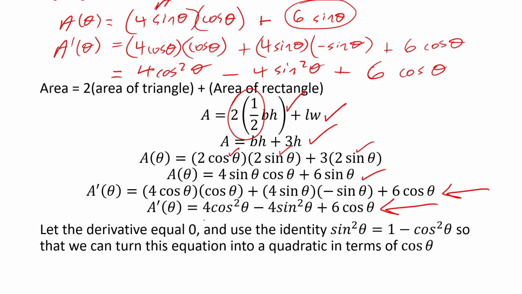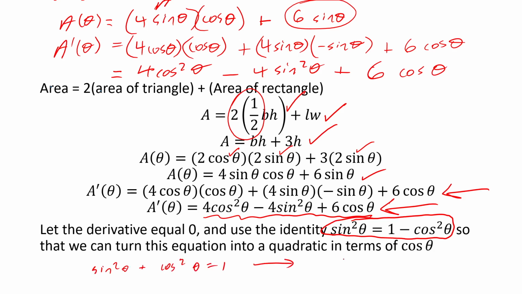Now we're going to do something really clever here. If you look at this bottom expression, we've got cos squared theta, sine squared theta, and cos theta. Let's let sine squared theta equal 1 minus cos squared theta. You might recall one of our fundamental trig identities says sine squared theta plus cos squared theta equals 1. So by extension, we know that sine squared theta is equal to 1 minus cos squared theta. So what we're going to do is take that expression for sine squared theta, this 1 minus cos squared theta, and plug it in right there.